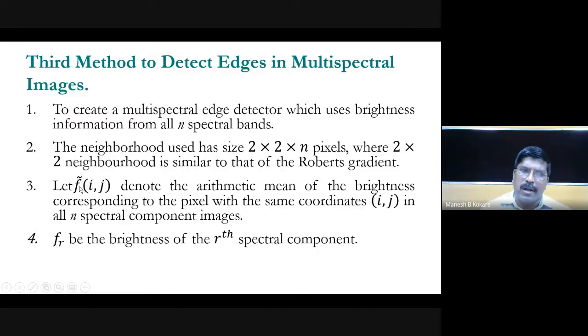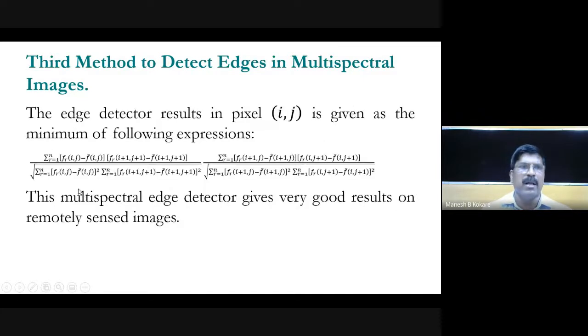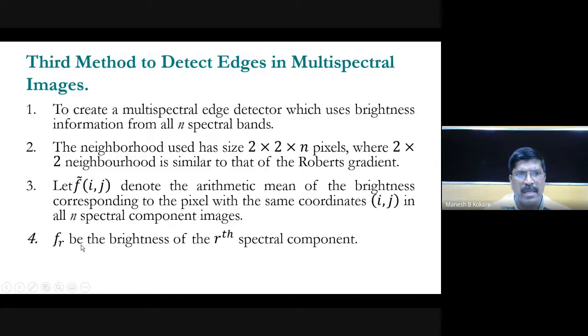Now if you know f tilde and f_r, from that you can calculate the edge. What is f tilde? It is the arithmetic mean of brightness of the corresponding pixel with the same coordinates i,j in all n spectral components. And what is f_r? f_r is the brightness of the rth spectral component. Now if you know f_r and f tilde i,j, then the edge detector result in a pixel i,j is given as the minimum of the following expression. What is this? You are doing the summation of f_r(i,j), the brightness of the rth spectral component at location i,j.